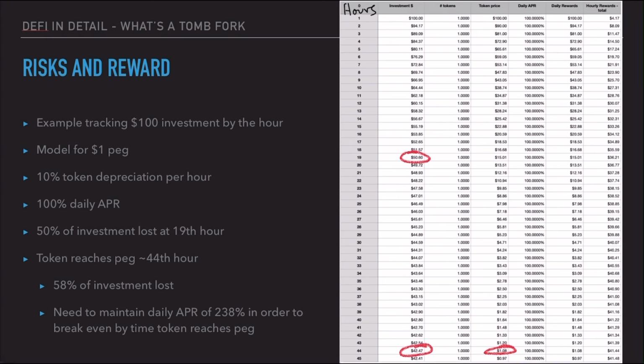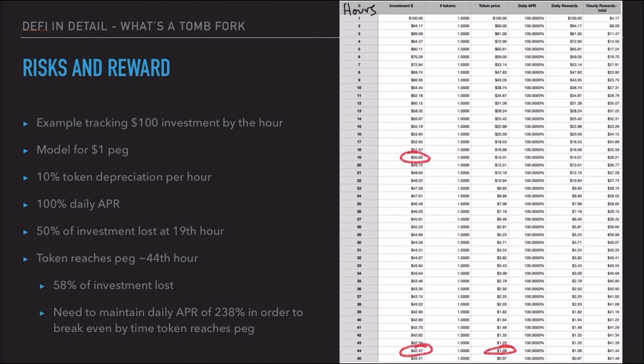And as you see there in my last note, this model here would have had to maintain a daily APR of 238% just to break even by the time the algo token reached the price of peg down there in 45 hours. And like I said, folks, this is not out of the question. This has happened to people before.